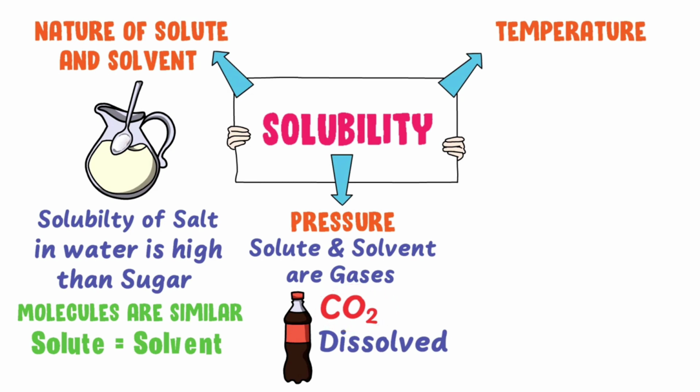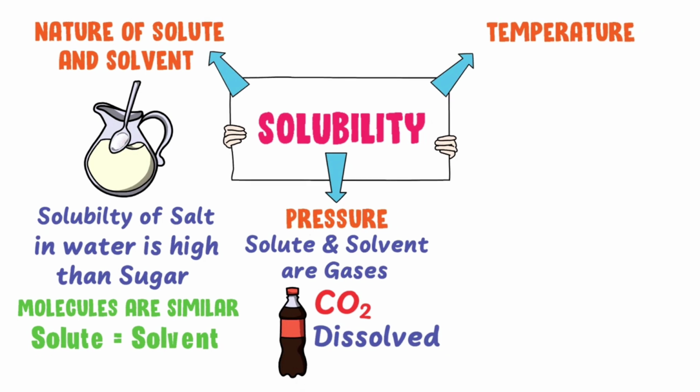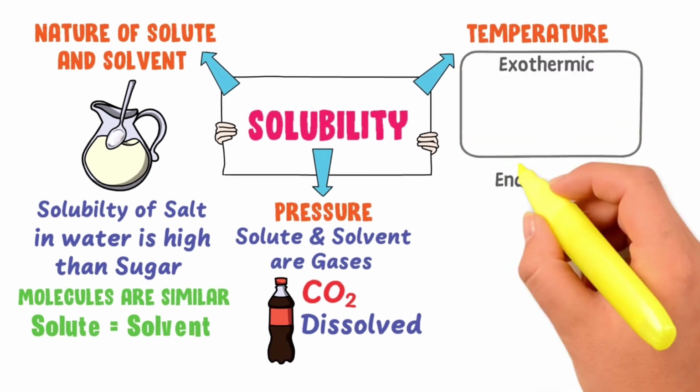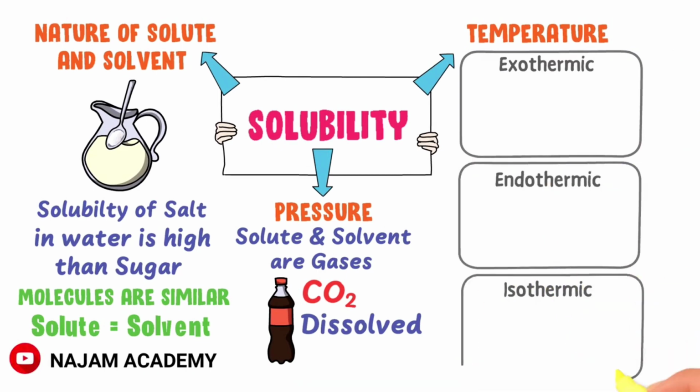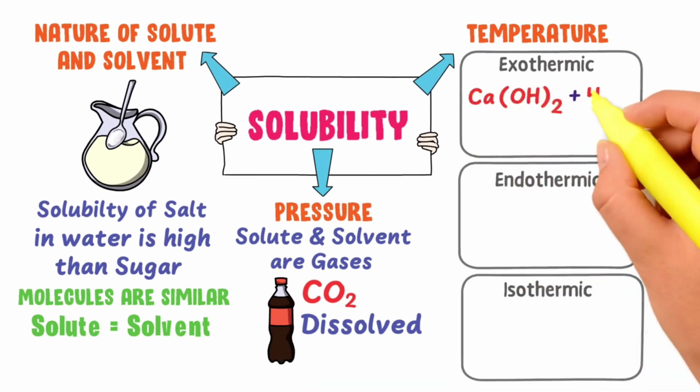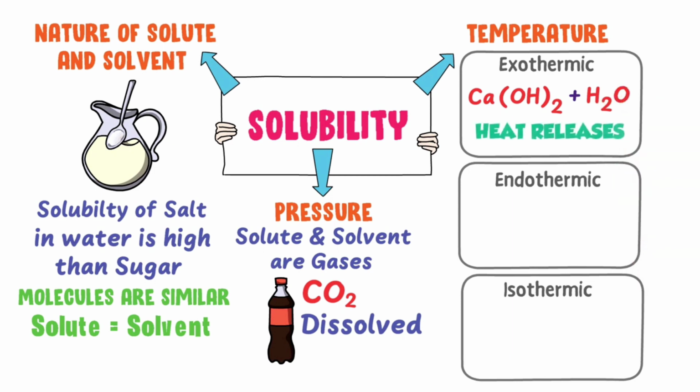To learn the effect of temperature on solubility, you must learn 3 chemical reactions: exothermic reaction, endothermic reaction, and isothermic reaction. For example, when you add calcium hydroxide to the water, heat is released in the surrounding. This is known as an exothermic reaction. Here, if we increase the temperature, solubility of calcium hydroxide in the water decreases.